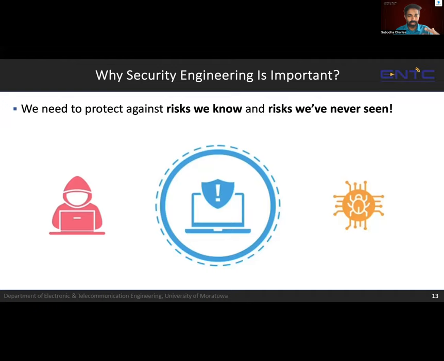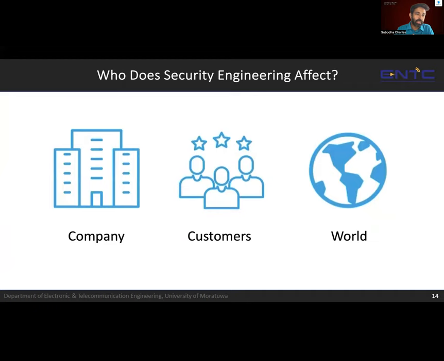That's why being up to date and knowing the fundamentals is critical in this area. It's not only a matter of applying some tools available to you, you need to know how they work. Because the tools are developed for something that we already know, if you are to come up with something that is brand new, you have to use your imagination and you need to know the basics to make sure that you can come up with the next defense for the next attack that you have not seen so far. This is important to the company that you're working with, to your customers, and eventually to the entire world.